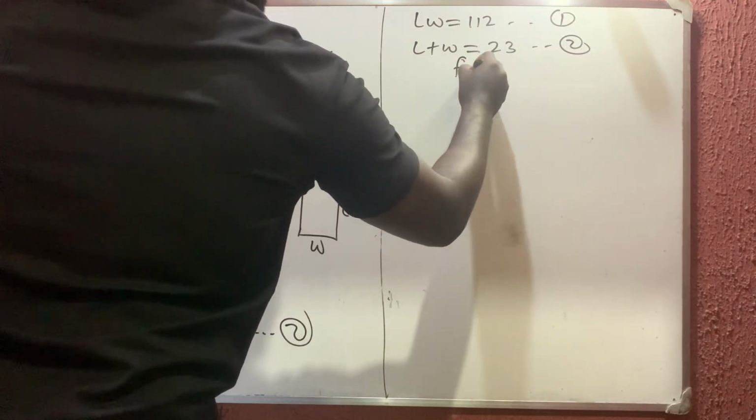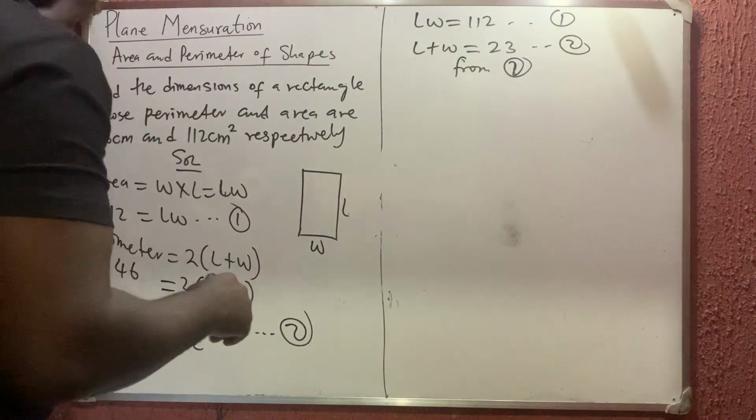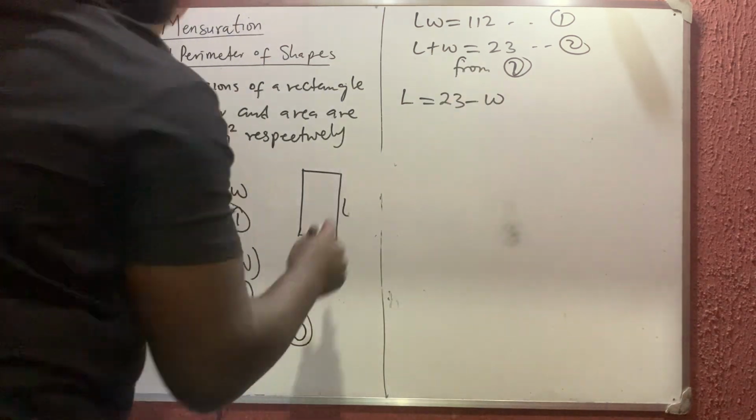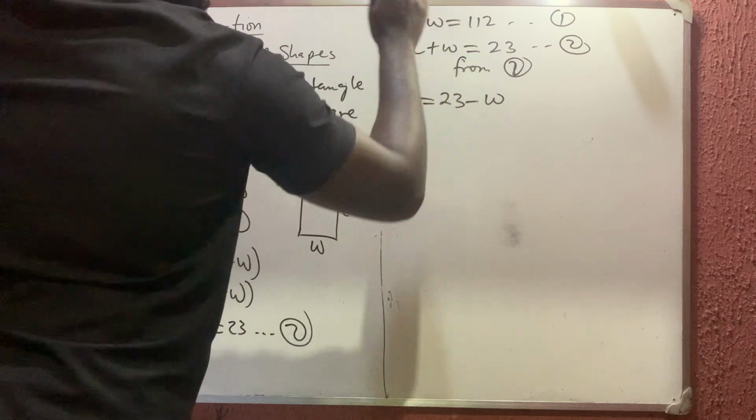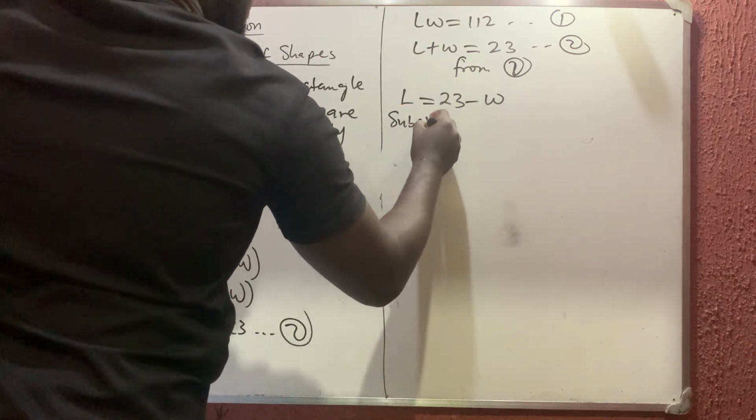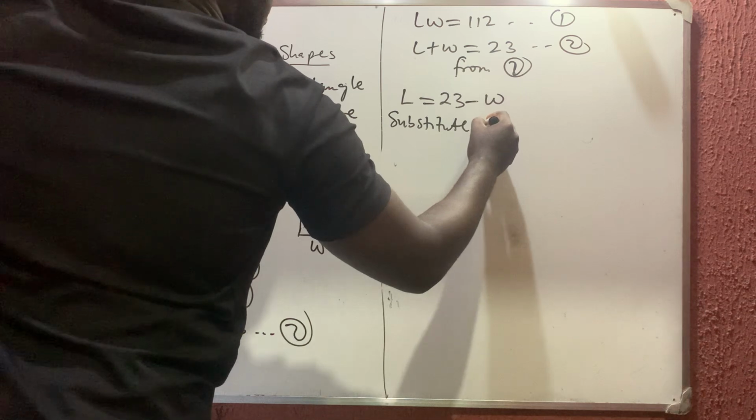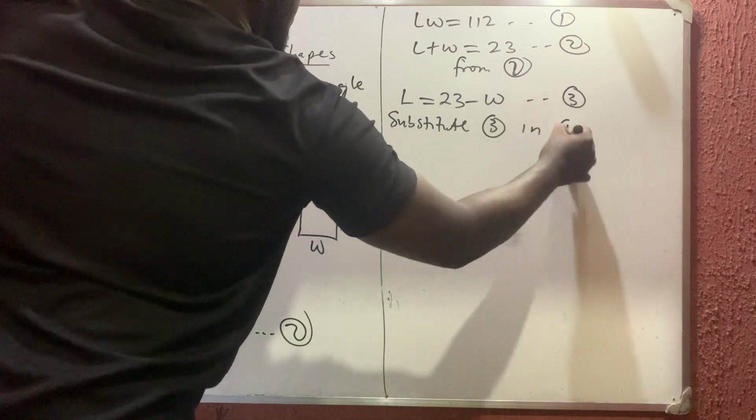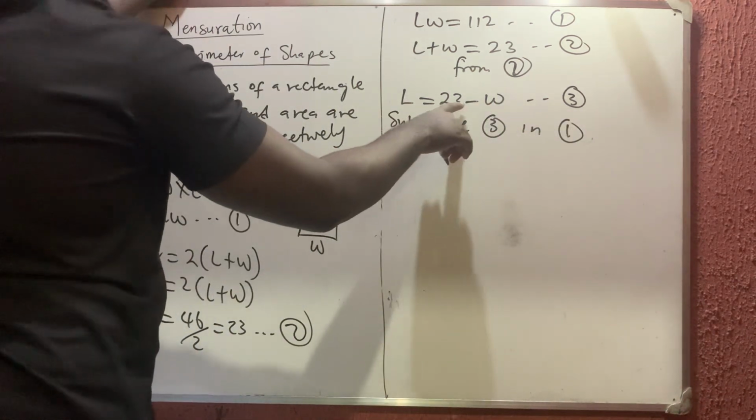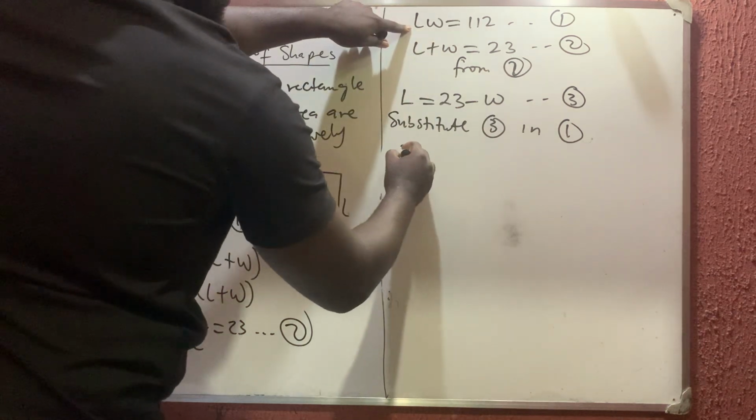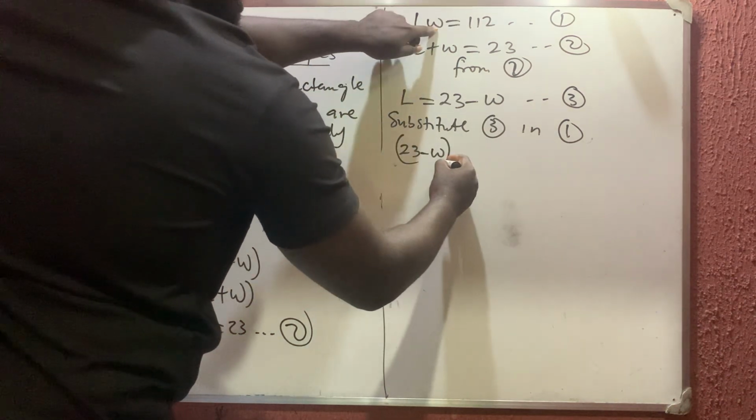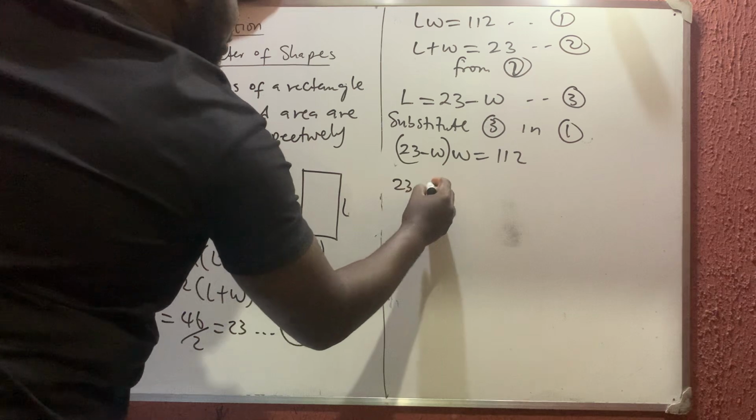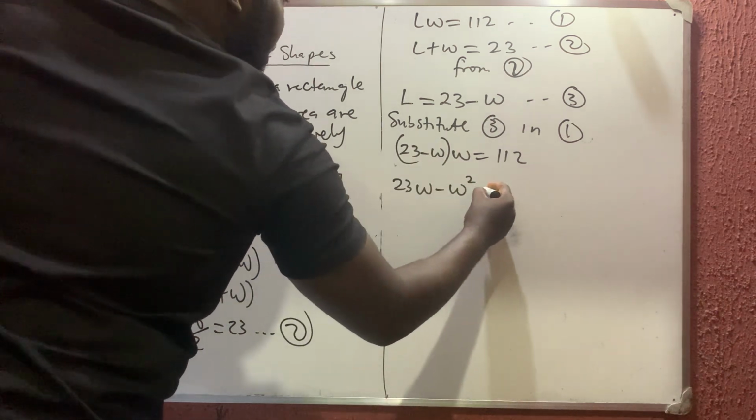Now from equation 2, we can have that our L is equal to 23 minus W, if this W moves to this side. Let's call this equation 3. So let us substitute equation 3 in equation 1. Anywhere we see L now, we can put 23 minus W. So we have 23 minus W, times W is equal to 112, right? So this will give you 23W, and this will give you minus W squared, is equal to 112.